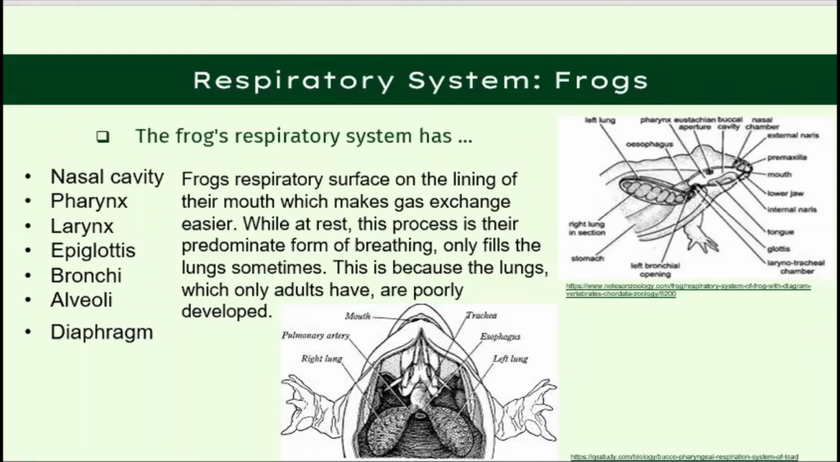Well, the frog's respiratory system consists of the nasal cavity, the pharynx, the larynx, the epiglottis, the bronchi, the alveoli, and the diaphragm. The frog's respiratory surface is on the lining of their mouth, which makes the gas exchange easier. While at rest, this is the predominant form of breathing, and they only fill up the lungs sometimes. This is because the lungs of the adult are poorly developed.